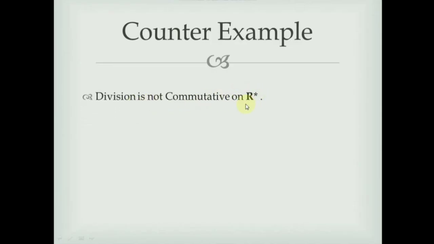Again, division is not commutative on R star, that is, the non-zero real numbers. Here we are considering non-zero real numbers because we cannot divide any number by 0. Suppose 2 and 3 belong to R star. Here we can say 2 by 3 is not equal to 3 by 2. That is, if we change the sequence of numbers while doing division, we get a different output. That's why division is not a commutative operation on R star.